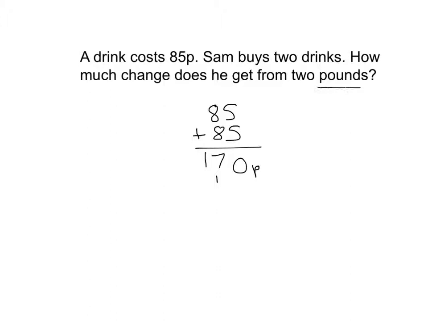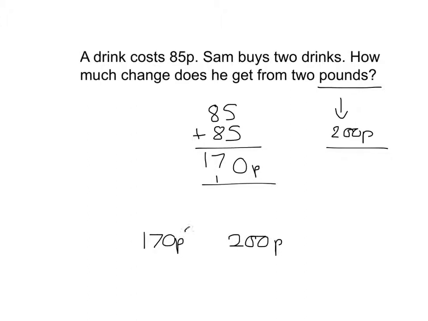Well, £2 is 200p. So we just need to work out the difference between 200p and 170p. So I think we'll just do that by counting up. So what do I add to 170p to get to 200p? Well, you should be able to see that that's 30p. And therefore the answer to the question is 30p.